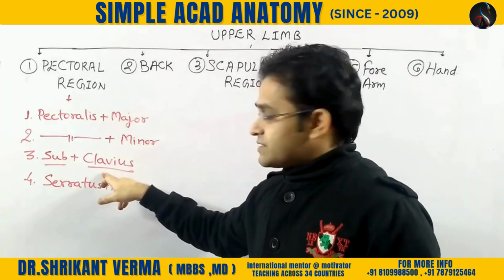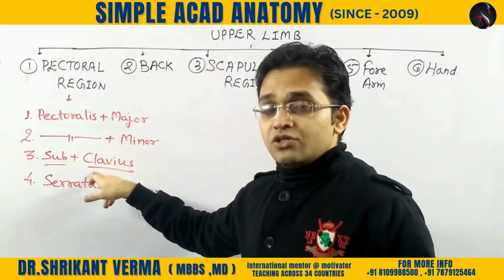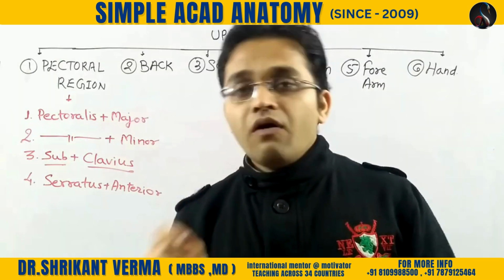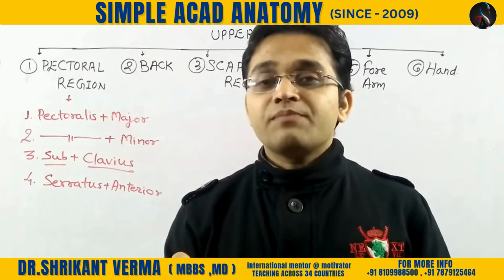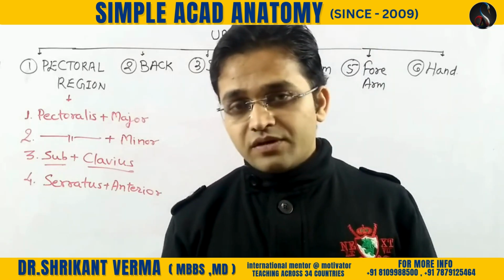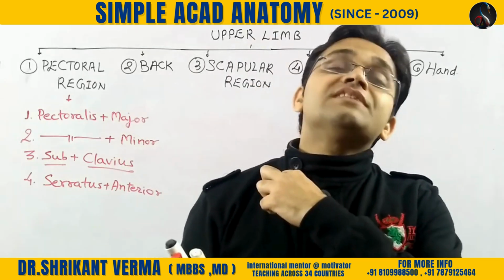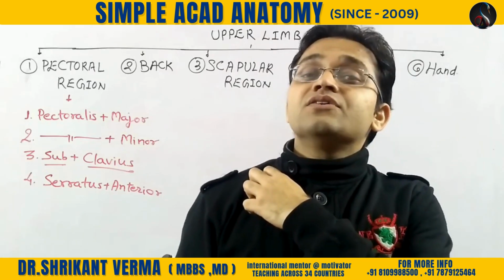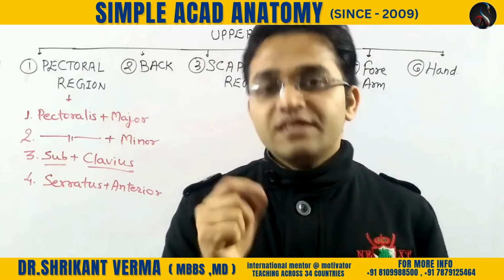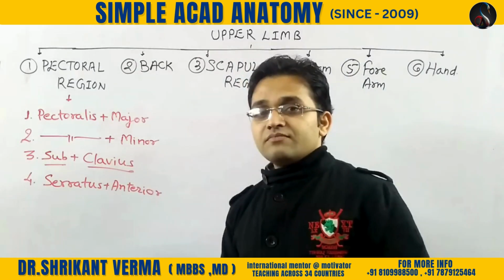The MCQ on subclavius: because it is situated below the clavicle, which muscle is responsible for the prevention of injury to the brachial plexus in case of clavicle fracture? This question has come. Definitely the subclavius muscle, lying below it, holds it. So which muscle is responsible for prevention of injury to the brachial plexus? Your answer is subclavius.